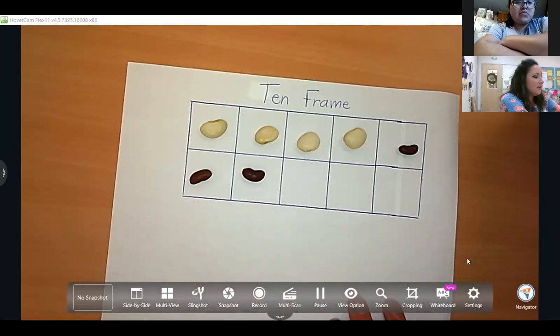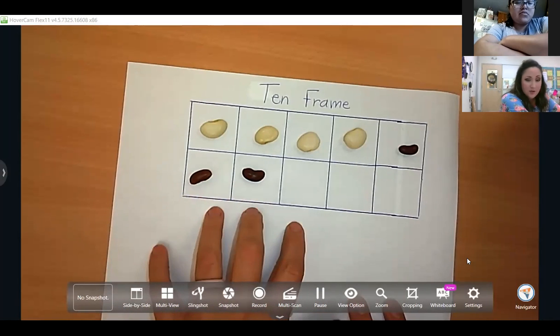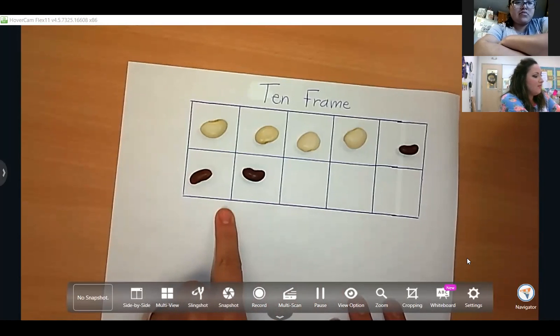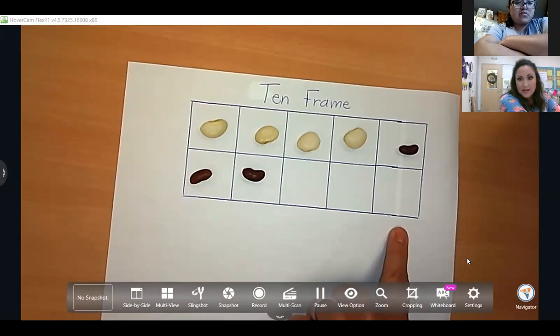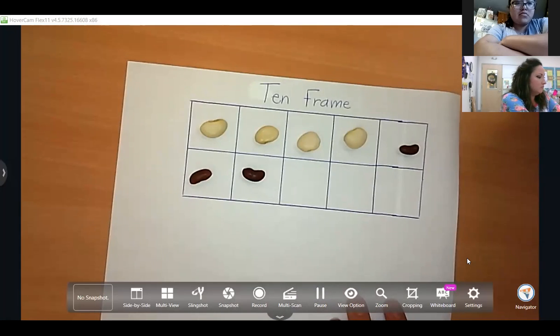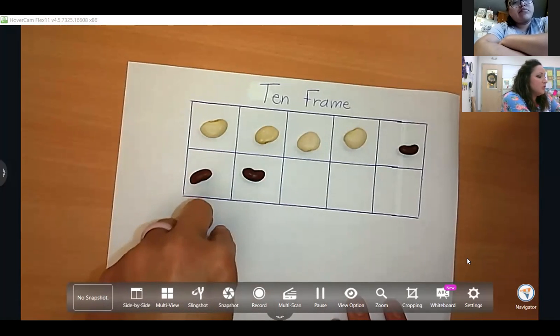So the more they know about using this 10 frame and what it looks like, for example, I know that there's 7 here. I have 3 more that I need to make 10. So over time, they start using this 10 frame and can visualize what these numbers are. You can use this for subtraction.